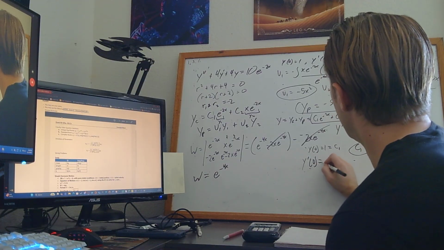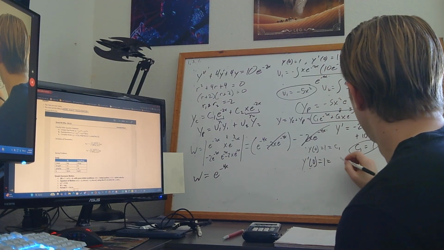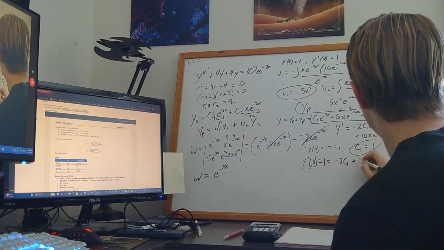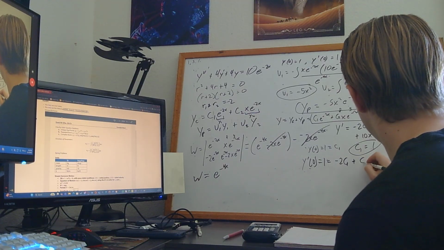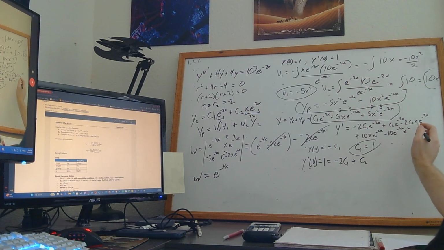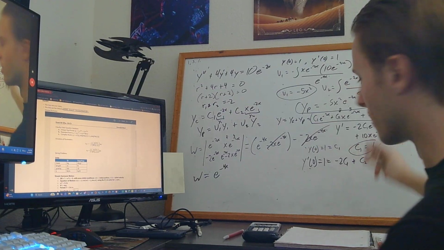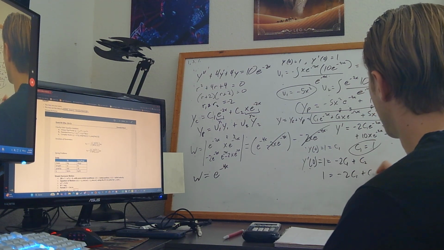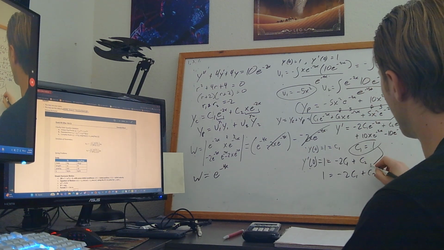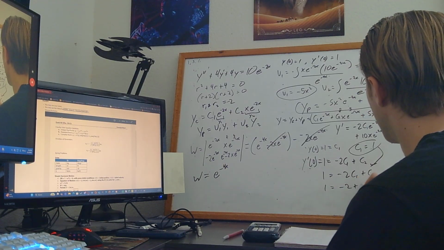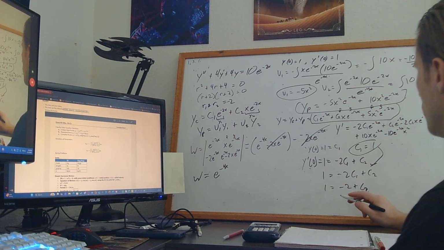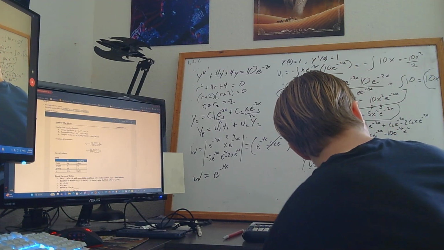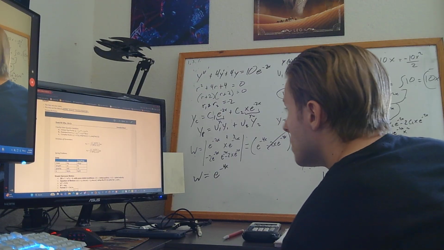So y prime 0 equals 1 equals minus 2 C1 plus C2. Then everything else in here has an x in it, so it's just going to go away. I'm not even going to write it. So that leaves us the equation 1 equals minus 2 C1 plus C2. So I can plug 1 in for C1. So 1 equals minus 2 plus C2. So adding 2 to both sides, we get C2 equals 3. Right?